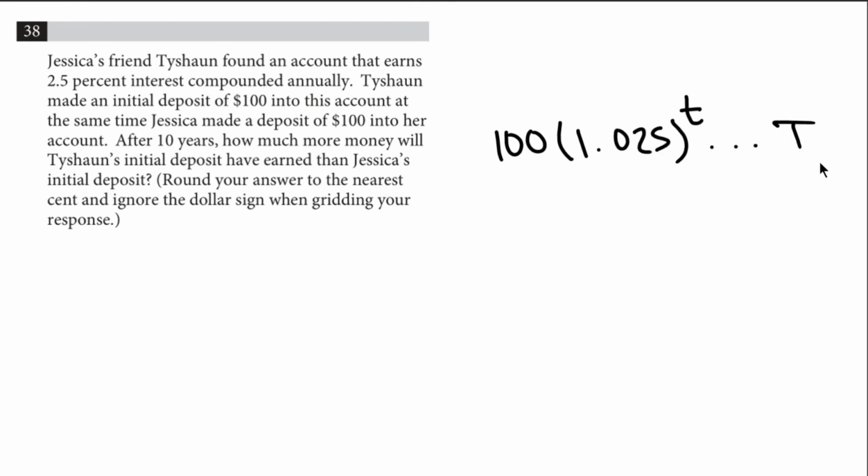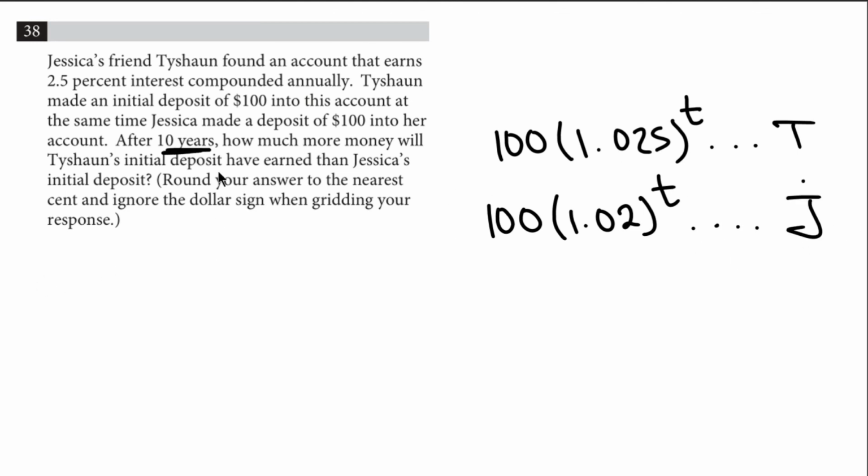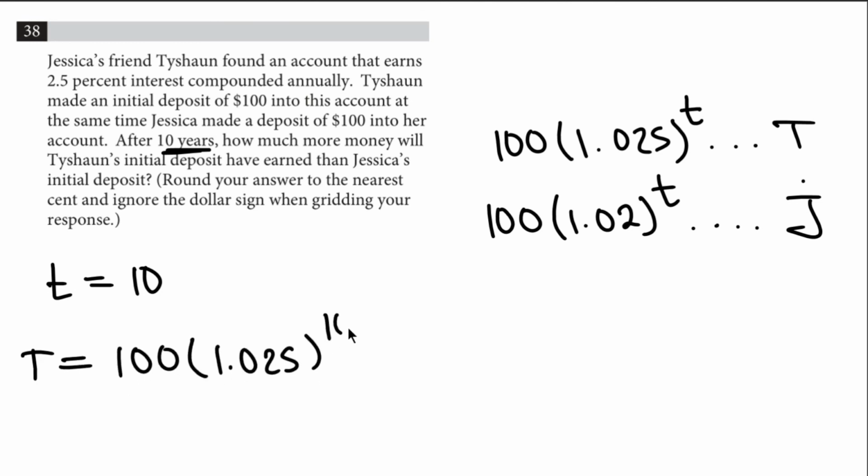That's her friend. Now let's look at Jessica. Jessica's equation of the amount of money she will have t years after she has deposited $100 is this. Now let's say after 10 years, both of them are looking into their bank accounts. So let's set t to 10. So her friend will have 100 times 1.025 to the power of 10. And that gives you 128 bucks.